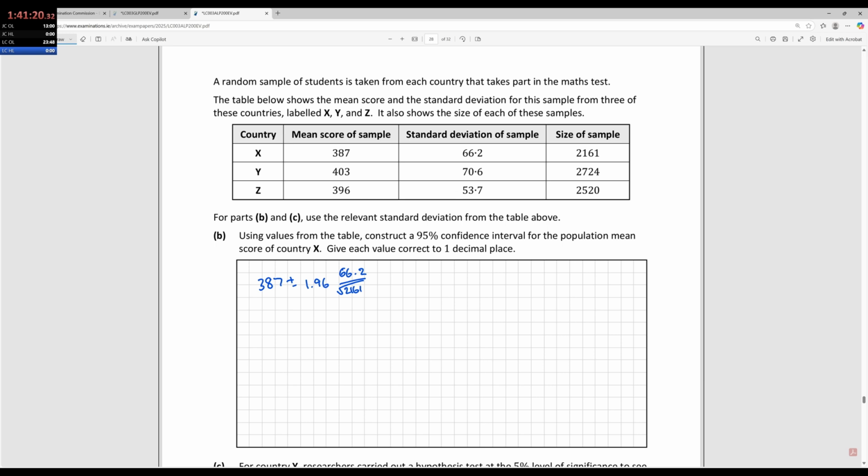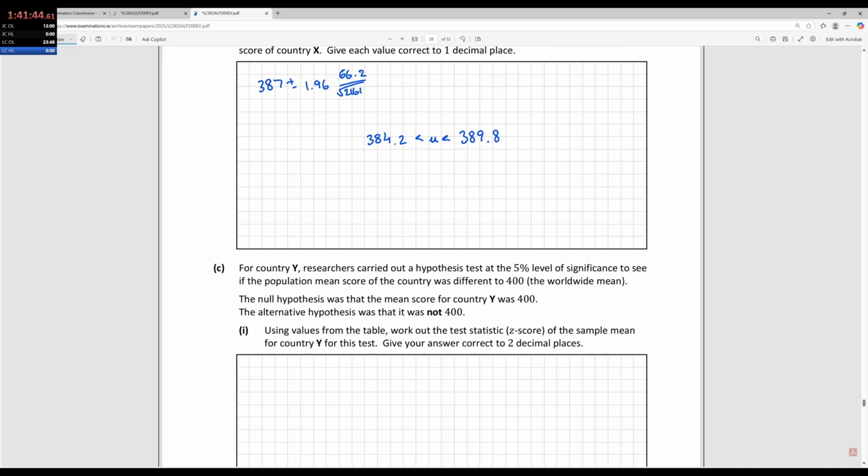Yeah, so the bigger one would be 389.8 to one decimal place, and then we do the minus instead of the plus: 384.2. And we're going to say that we're 95% certain mu is somewhere in between those two.